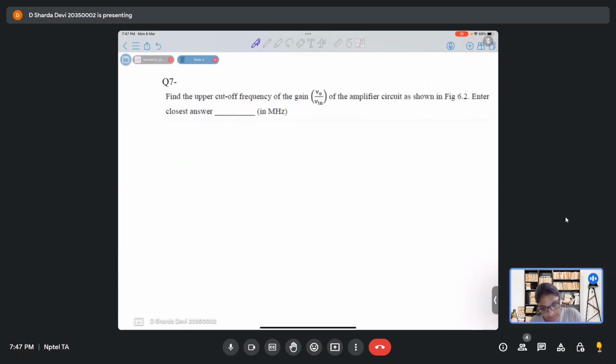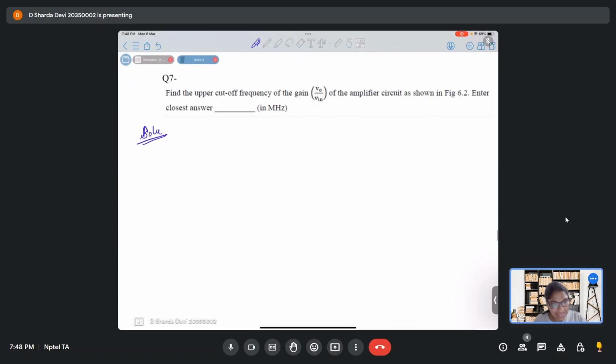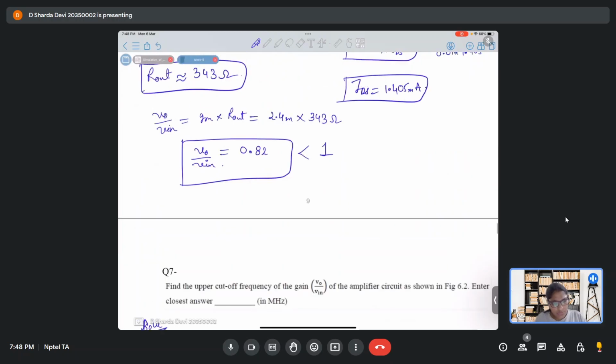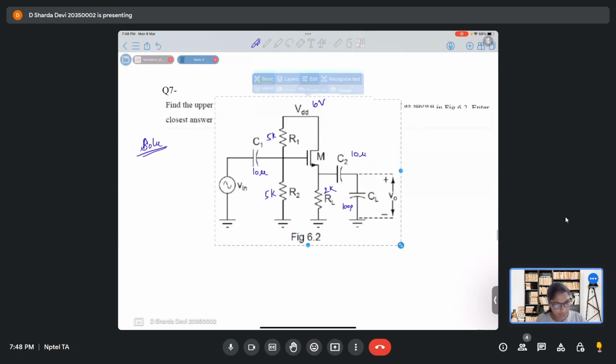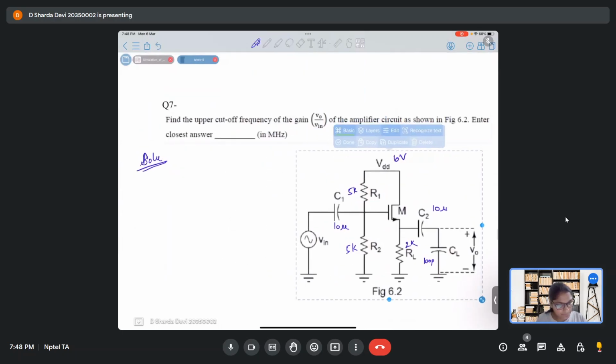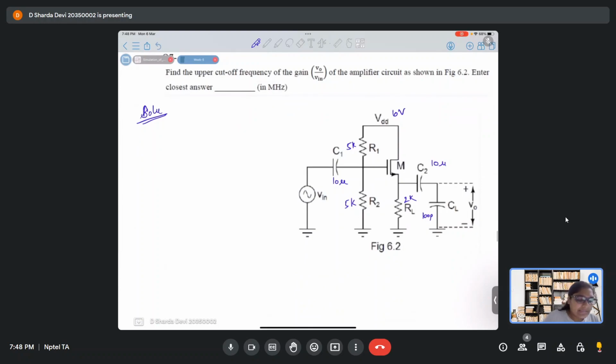Here it is asked to find the upper cutoff frequency of the gain of the amplifier circuit shown. Upper cutoff frequency means you have to find the frequency. We never talked about poles and zeros, right? Did we ever talk about poles and zeros?